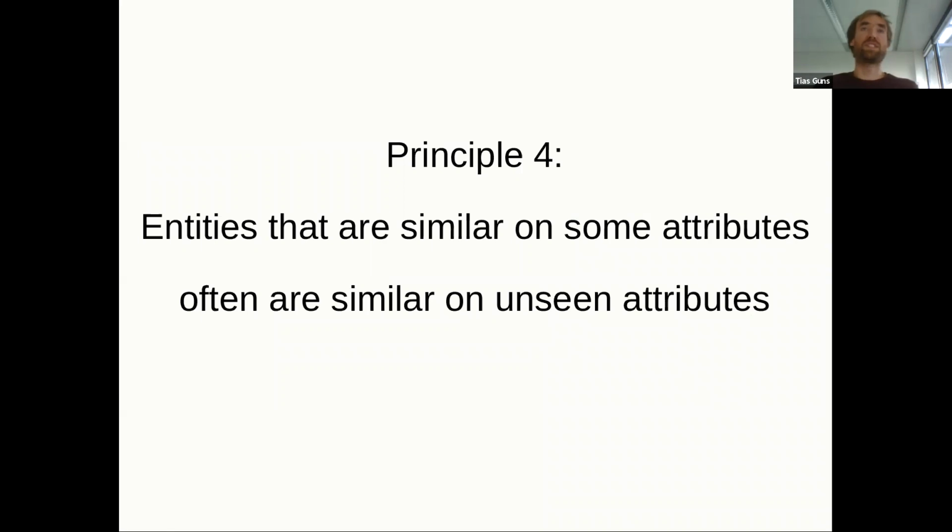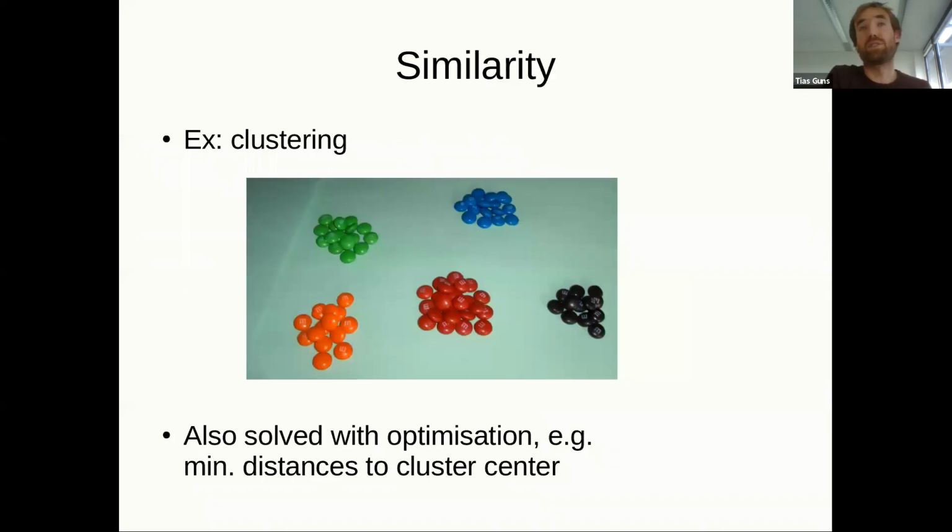All right, principle 4. Entities that are similar on some attributes are often similar on unseen attributes. And this is a concept that is used in most methods used in machine learning. An obvious case being in clustering. And let's say that we're given a handful of M&Ms, and you're asked, okay, how can we group these M&Ms into different clusters? And you might have the following cluster in your mind, where you group them by color.